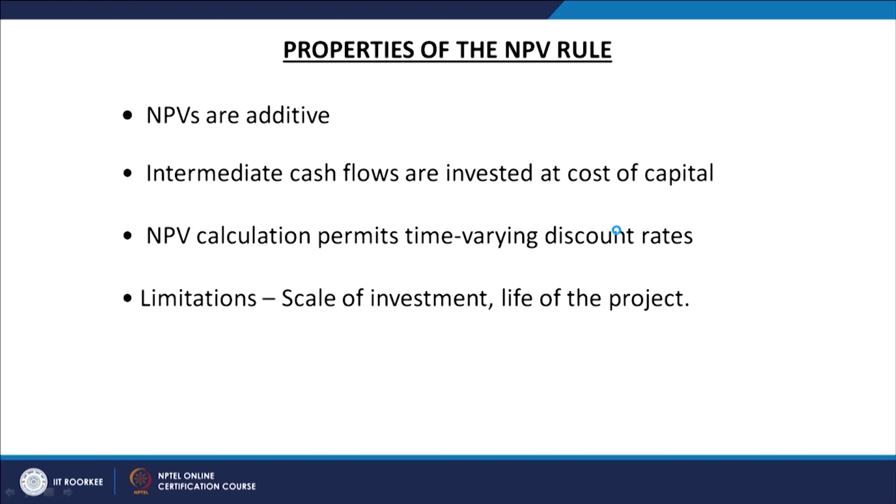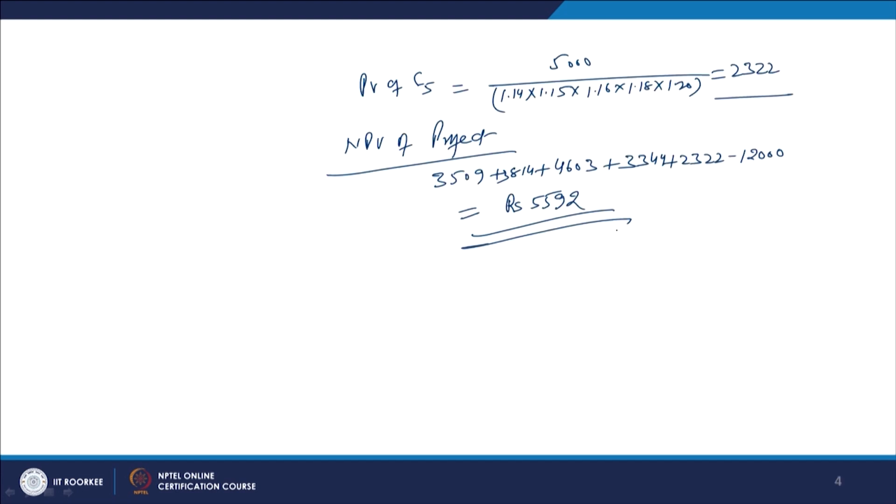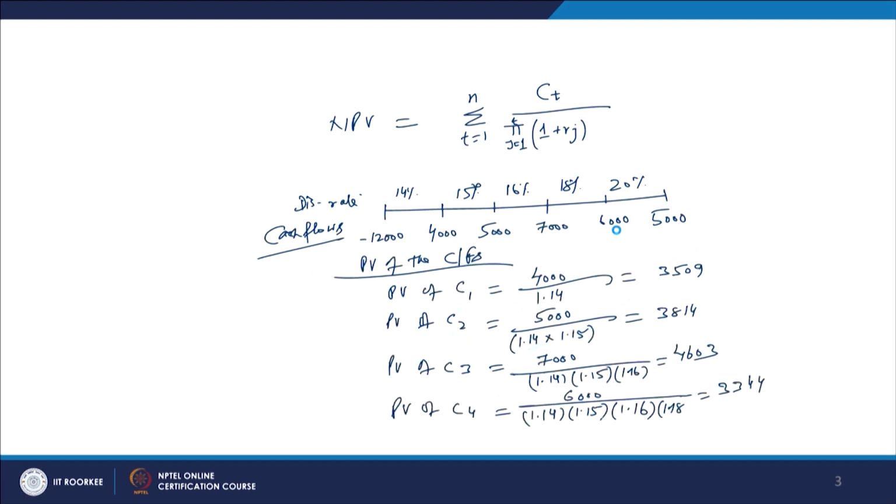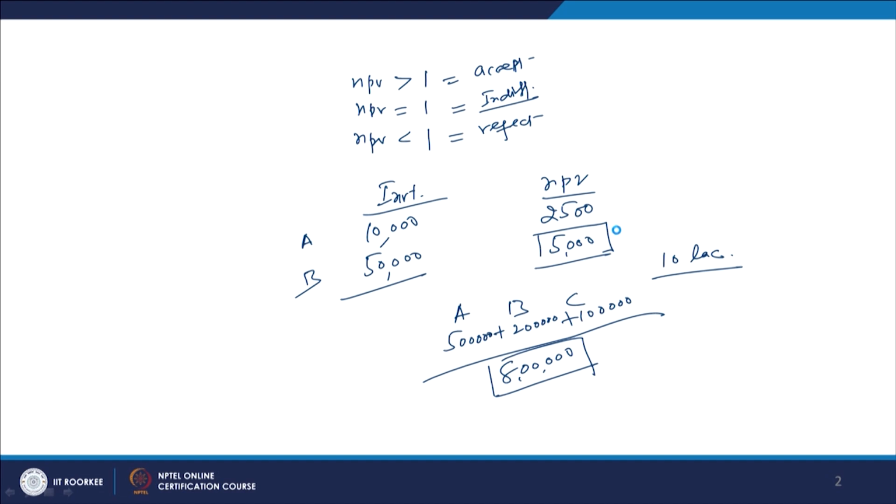So, NPV calculations permit time varying discount rates, they can be applied here, and then some limitations are also there. When you talk about the limitations of the NPV method, the first limitation is the scale of investment, which I have already discussed with you. For example, with 2 projects, in one we are making an investment of 10,000 rupees, NPV is 2,500 rupees, second investment is 50,000 rupees, NPV is 5,000 rupees. While evaluating the projects, we will only look at the NPV, and we will not look at the scale of the investment.